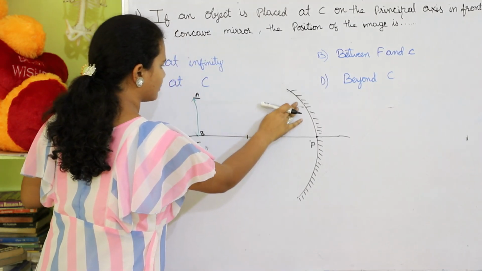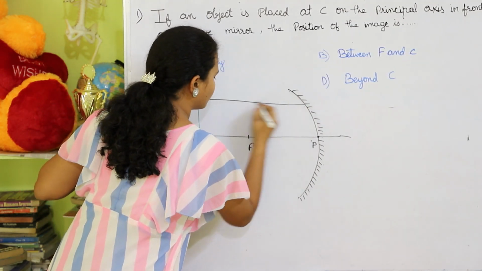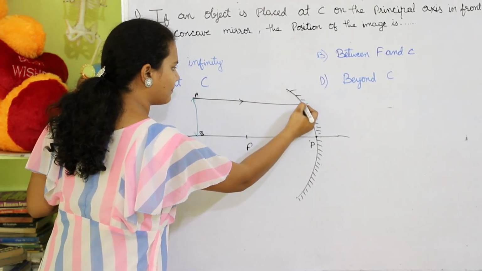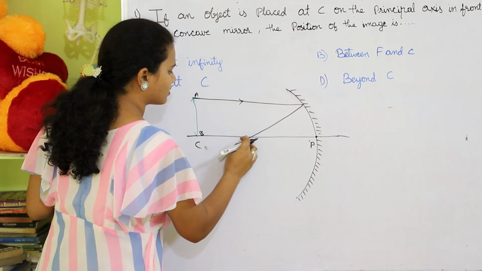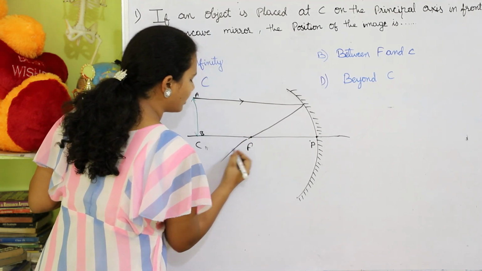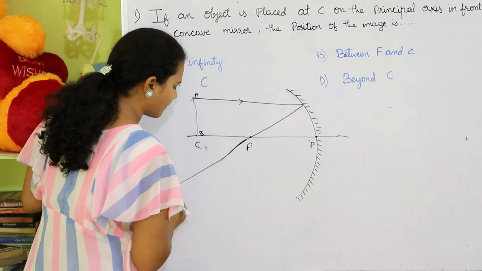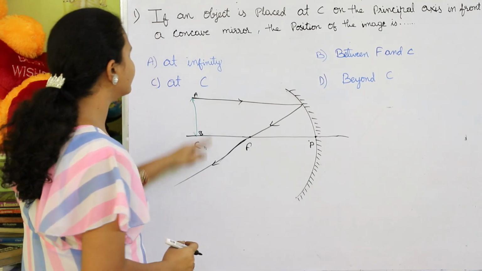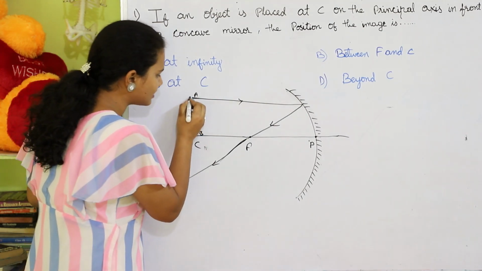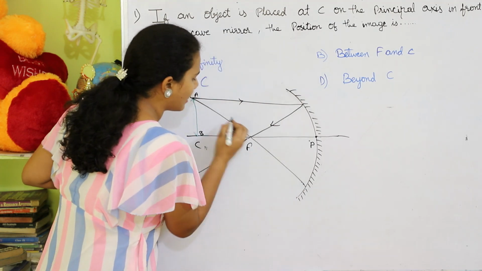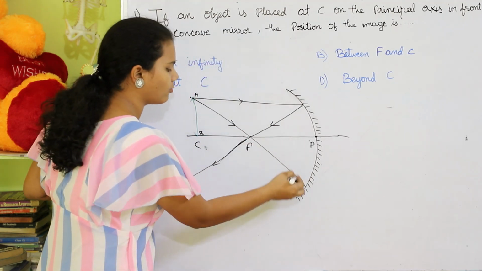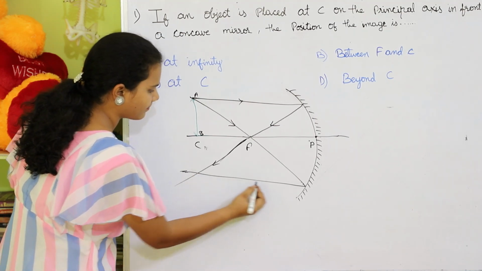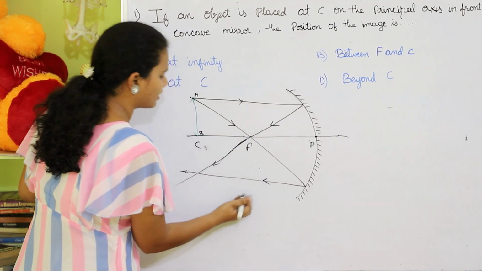It travels parallel to the principal axis, and here it hits the concave mirror, reflects back and passes through the focus. Let the focus be here, okay? So now it passes through the focus, in this direction. Now the second ray travels through the focus, and after hitting the concave mirror, it again reflects back, parallel to the axis. It comes like this. Now this is the direction.